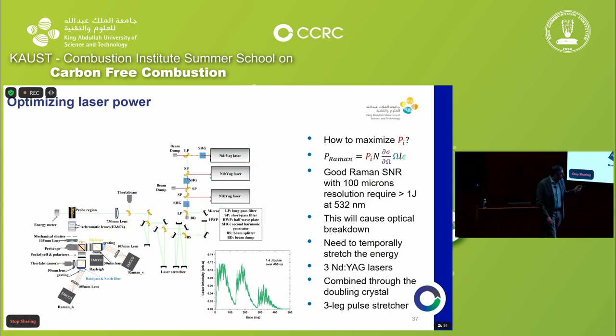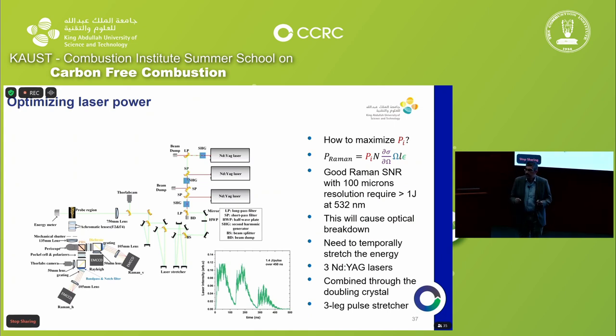Now, Raman is a linear technique, signal linear with the power. We want to put as much power as possible. Say we stick with 532 nanometer. This is one of the reasons why still 532 is better than 355. It's simpler to combine multiple lasers into a single laser beam if you operate at 532. Why do we want to do such a thing?